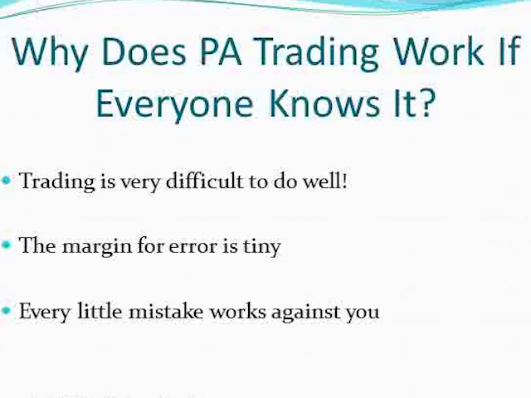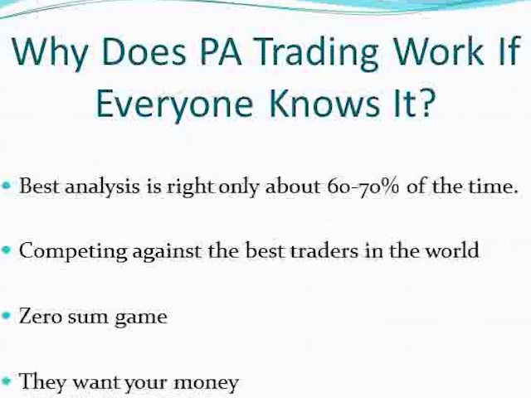How can price action trading work if everyone knows it? Trading is very difficult to do. Even when you're very good, your margin for error is very small, and every mistake works against you. The best analysis is right only about 60 to 70% of the time. I often have days when I don't lose at all, right? That doesn't mean I'm 100% right. It just means I was lucky on that day.